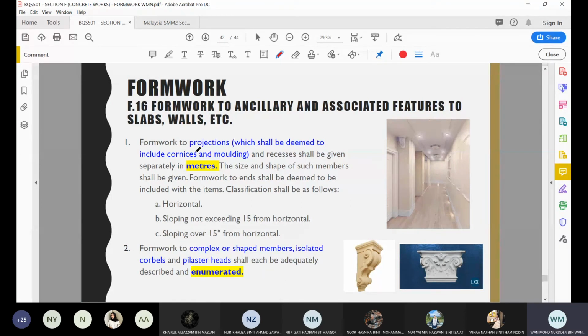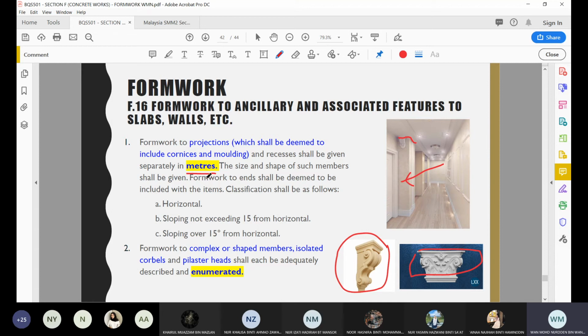Okay. Number 1, formwork to projection, which shall be deemed to include cornices and molding, and recess shall be given separately in meter. Okay, kalau kita ada projection tu biasa kat tepi ni kan. Okay, projection. Saya you pernah dengar benda ni, projection masa measurement part 1 dulu. Okay, projection. It shall be deemed to include cornices and molding, any kind of cornices and molding. Cornice lebih kurang macam ni. Cornice and molding ni sama lah. Okay, shall be given separately in meter.